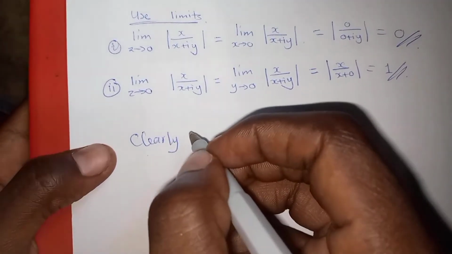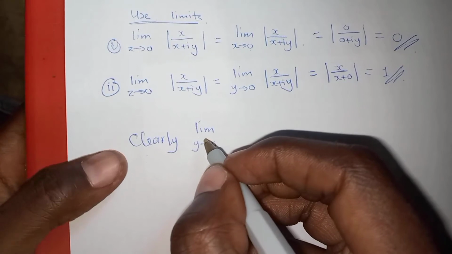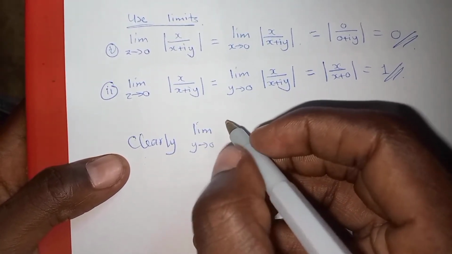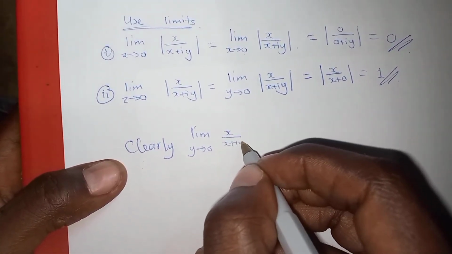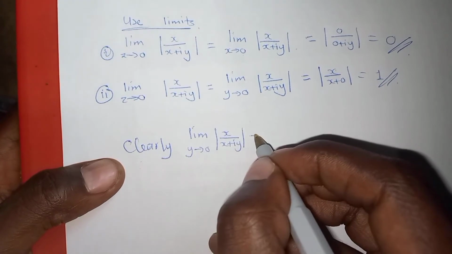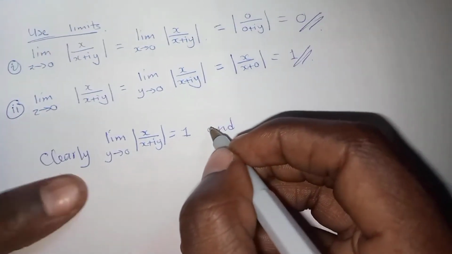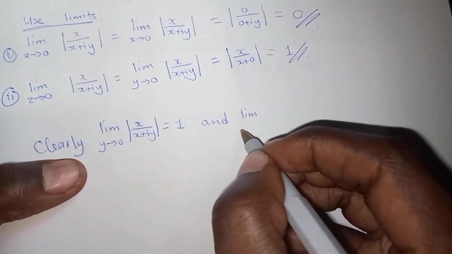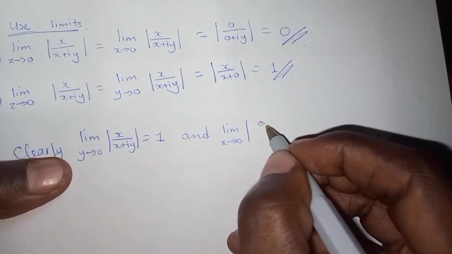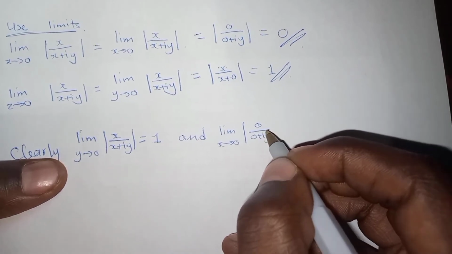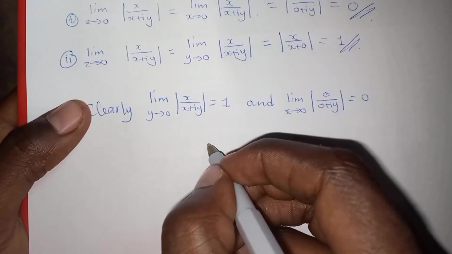So clearly, the limit of x over x plus iy as y approaches 0 is equal to 1. And also the limit of the original function, which is the limit of x over x plus iy as x approaches 0, is 0.